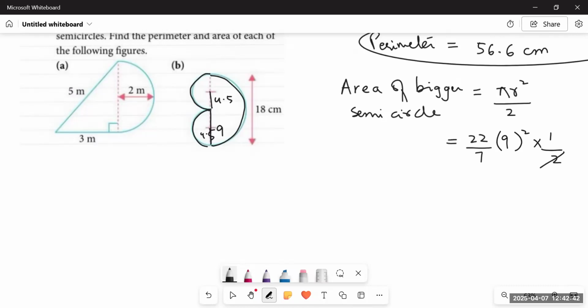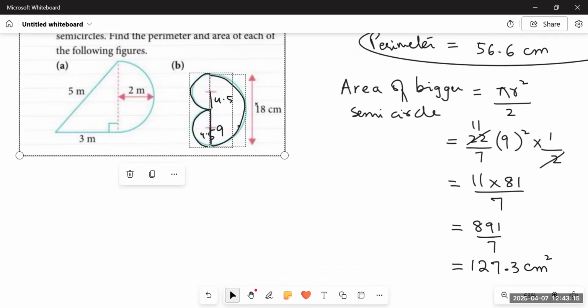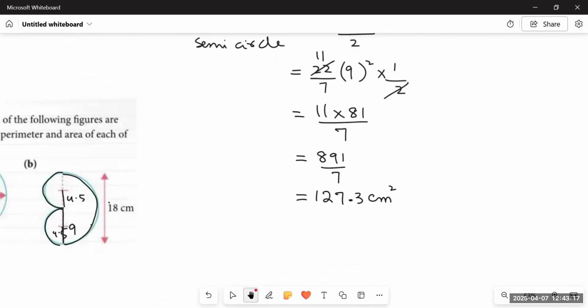Okay. So this 2 will cut this 22, which turns it 11. 11 multiplied by 81 upon 7. And then it would be 891 upon 7. Then what are we going to do? We will simply divide 891 with 7. The answer would be 127.3, which is the area for the greater circle. Now we have to do the same for the two smaller circles, right?